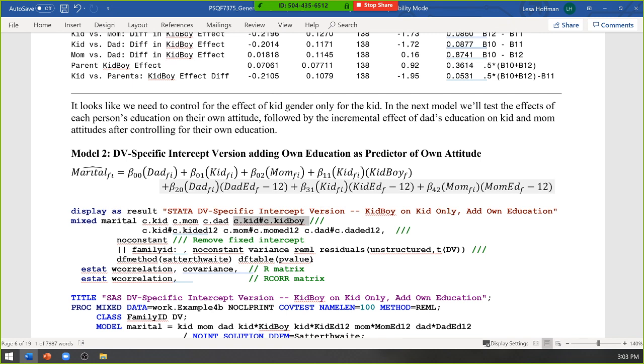Questions or any of that you want to hear again? No? You're with me? It's a lot of complexity, keeping track of what predicts what, but it's not any different than what you already know how to do.